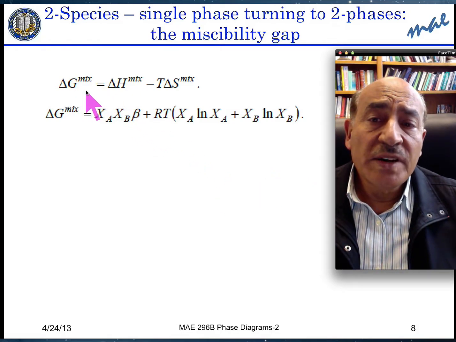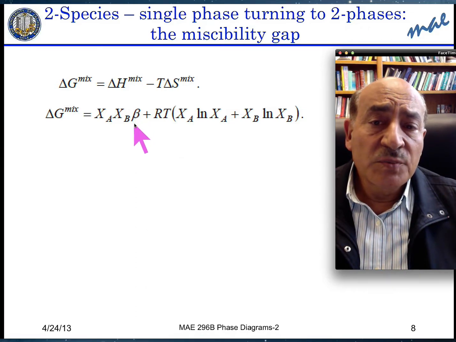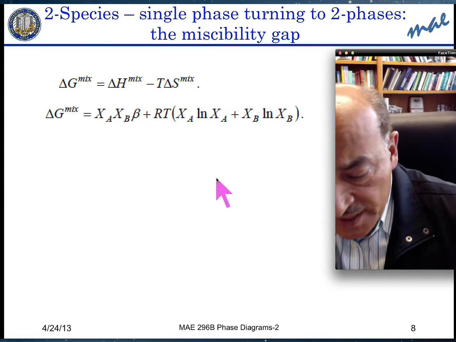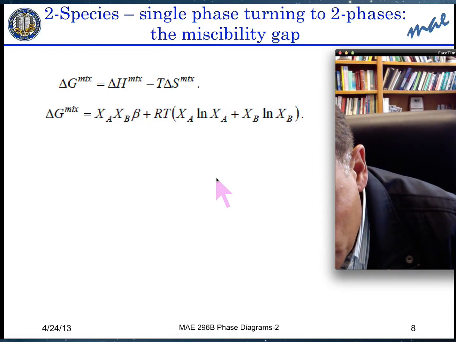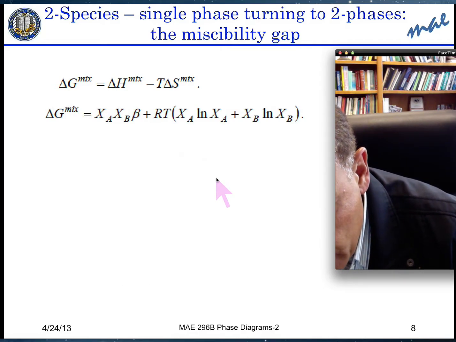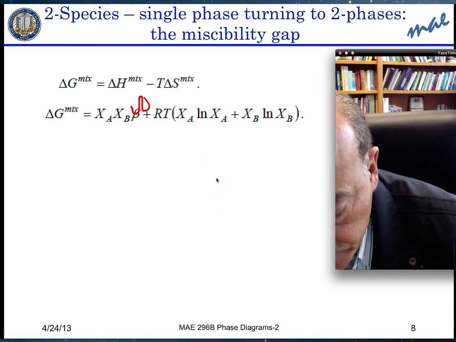So the structure equation, this is delta H mixing minus T delta S. This is your delta H mixing. You wrote it here with a new parameter beta, but it's essentially the same as our omega. So let me change it to omega. So this is your omega. And x sub a, you can write it as x. X sub b, you can write it as 1 minus x.